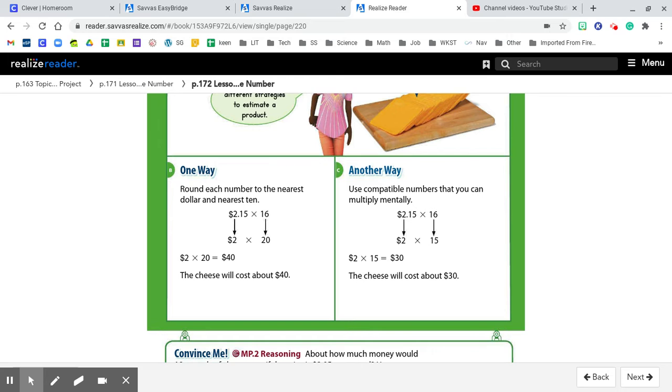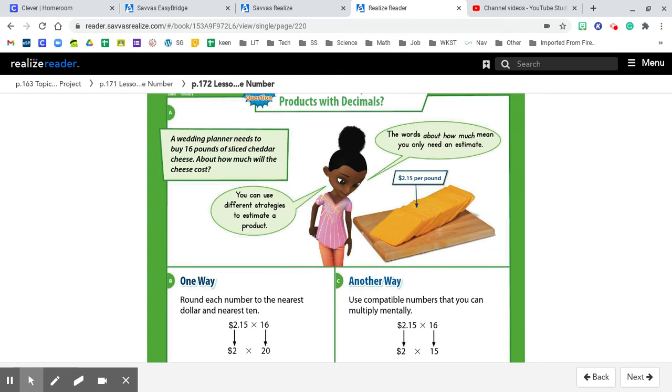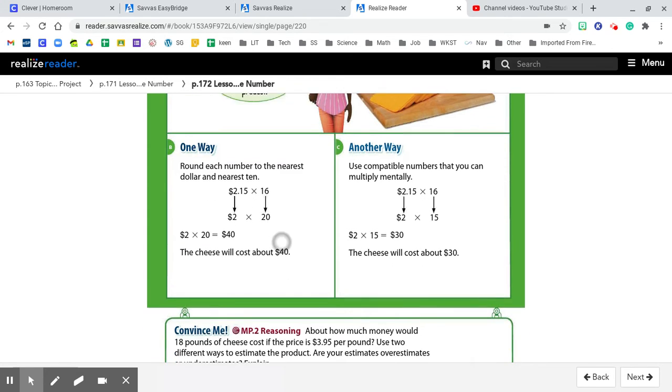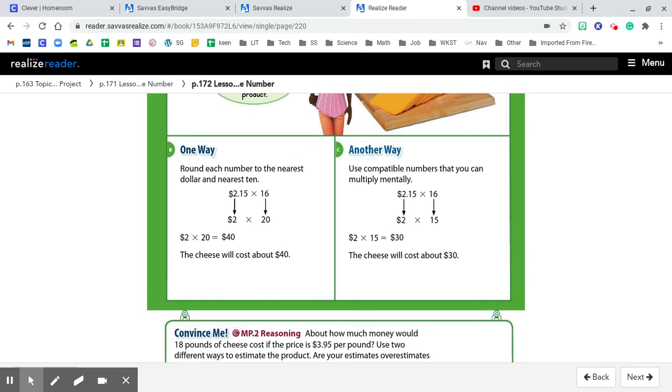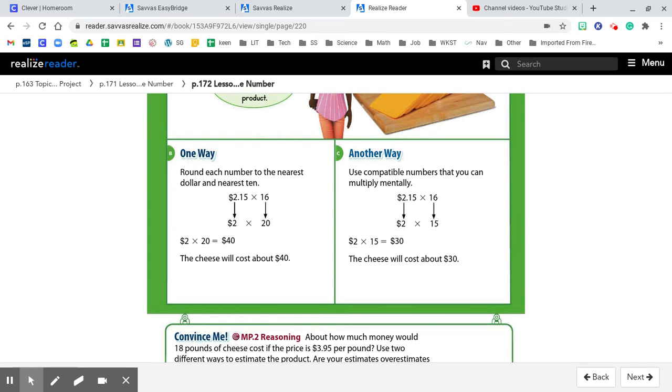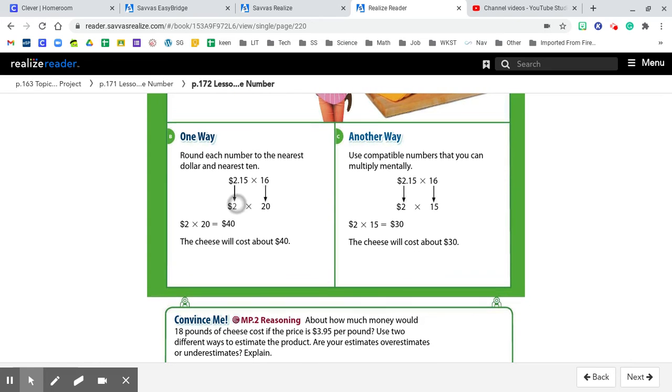So one way you could do it is you could round the 2.15 to the nearest whole number, which would make it a 2. Instead of saying 16 pounds, you could bring that to the greatest whole number, which makes that a 20. So 2 times 20 would give you 40. Would this be an over or underestimate? Well, you rounded the dollar amount down, but you rounded the number of pounds up. So I would probably guess that would be a little bit of an overestimate.